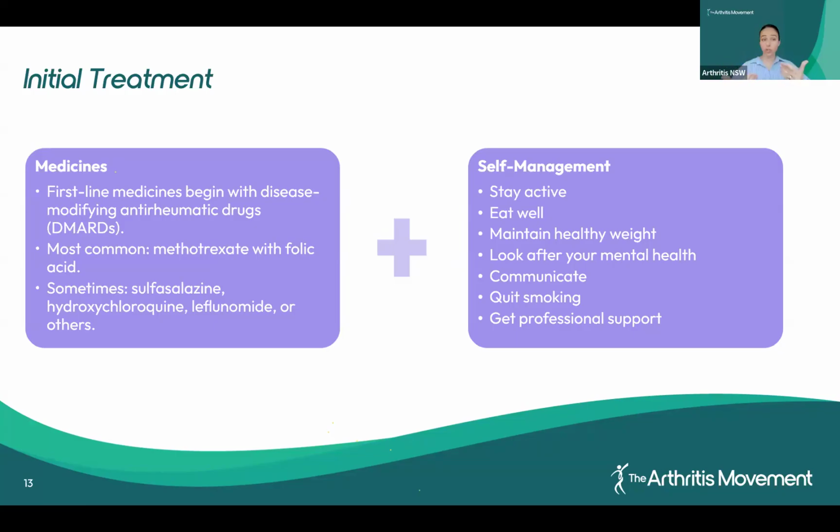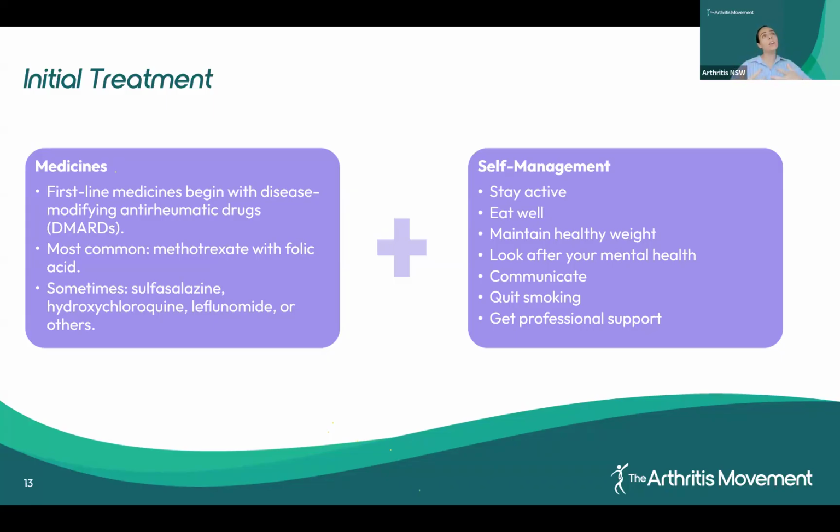So in an initial treatment plan, DMARDs, disease-modifying anti-rheumatic drugs, are typically that first line of defense. The most commonly prescribed one is called methotrexate, which I'm sure some of us or most of us have been on at some point. It's often combined with folic acid to reduce side effects.